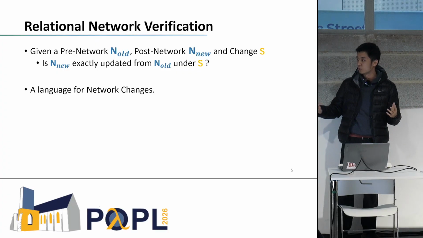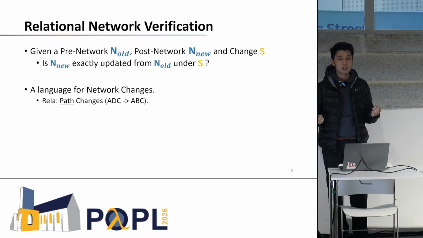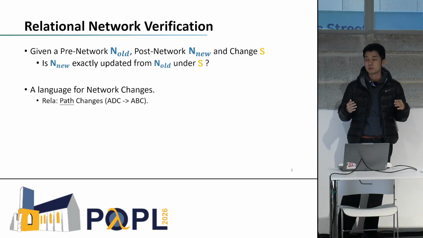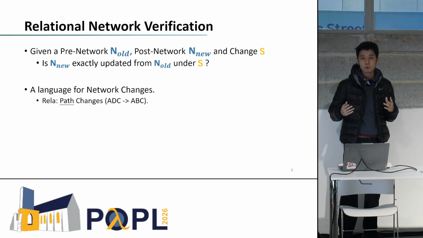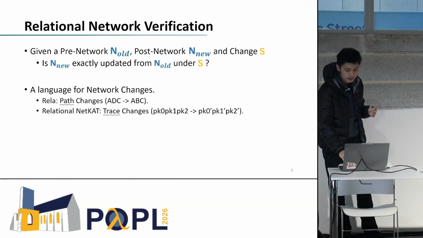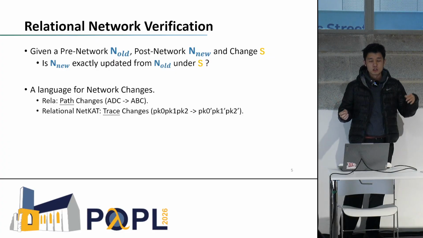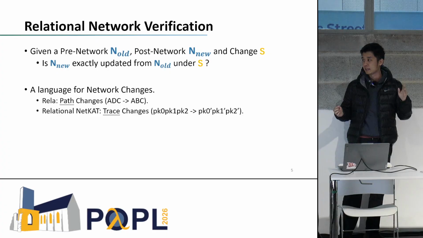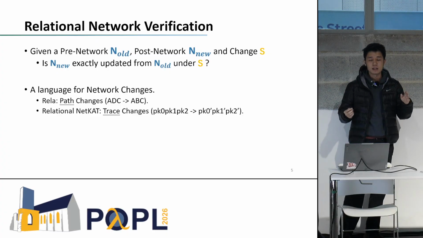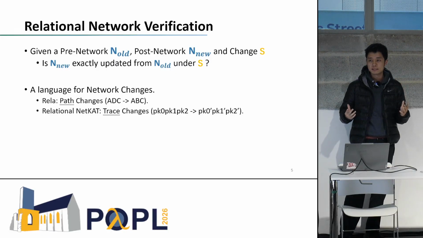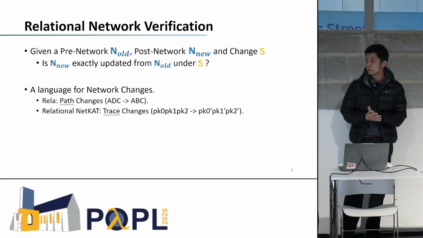Of course, we are not the first ones to do so. There's one prior work called RELA, which focuses on one particular network change called path change. Originally, you are forwarding data through the devices A, B, C, and now you are sending it through A, D, C. In our work, we would like to demonstrate Relational NetKAT, which focuses on a generalized notion of change, which is trace change. A trace is a sequence of packets, PK0, PK1, PK2, representing how a packet is modified and transmitted inside the network. So what are trace changes, and what is Relational NetKAT?